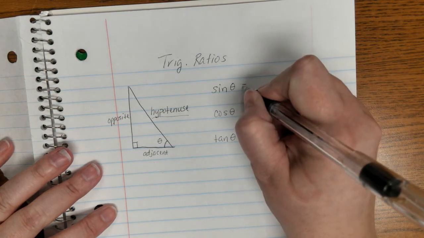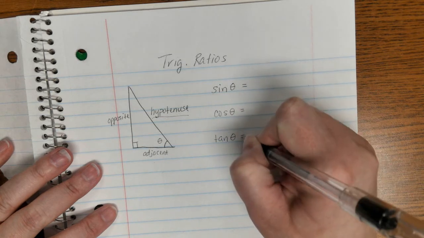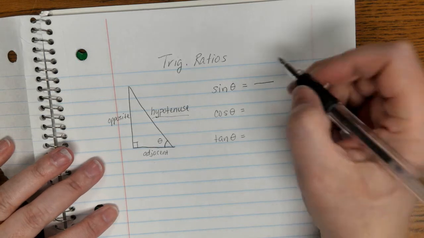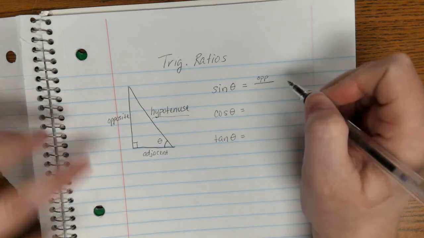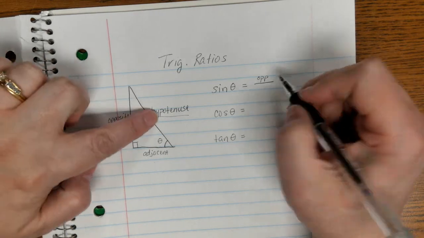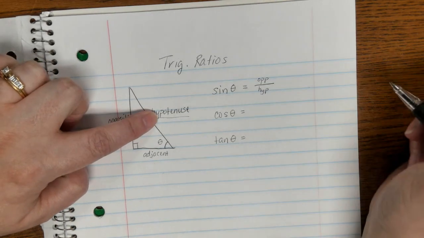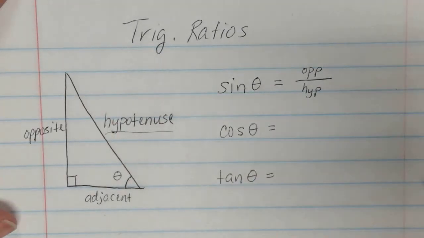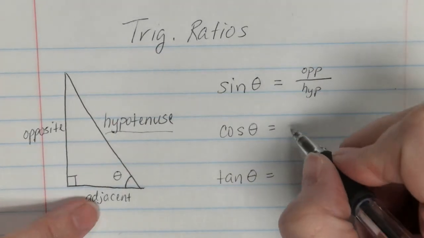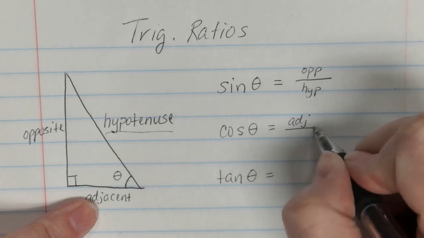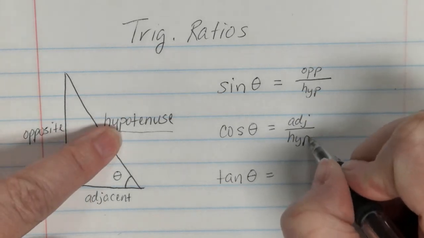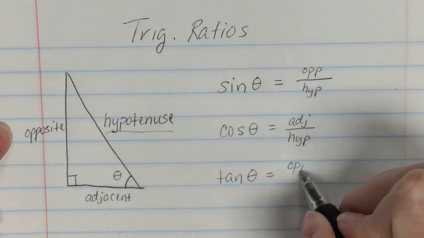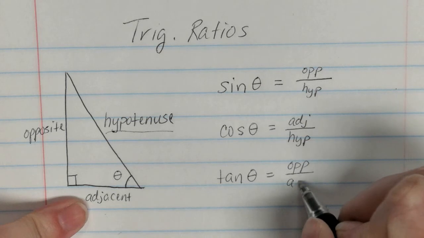So the three ratios that you have, remember ratios are fractions. Okay? The sine is always going to be whatever the opposite value is. So whatever this side length is, it's going to be divided by the hypotenuse. Okay? Let me zoom in a little bit. Make that a little bit bigger. Sorry about that. The cosine is always going to be whatever this side is, the adjacent, divided by the hypotenuse. And then tangent's always going to be whatever the opposite is, divided by the adjacent.